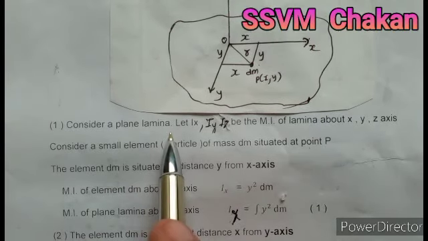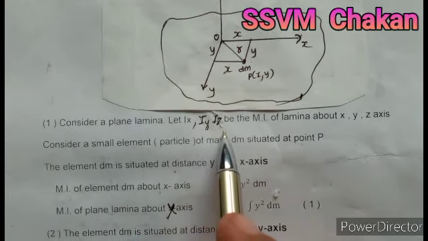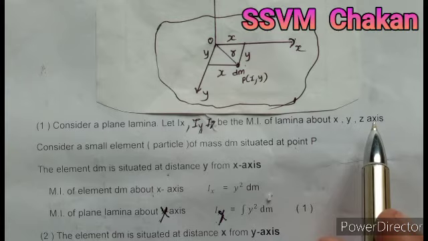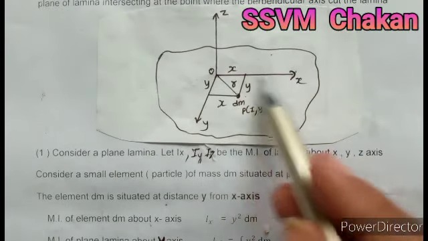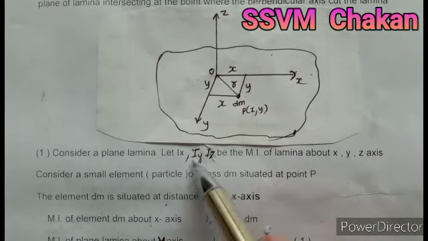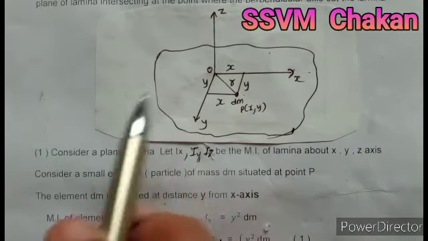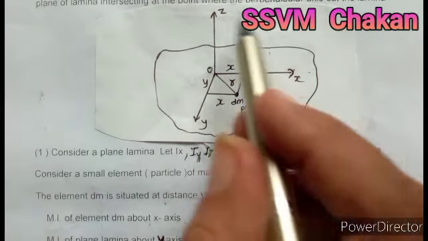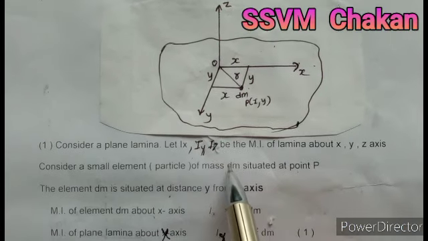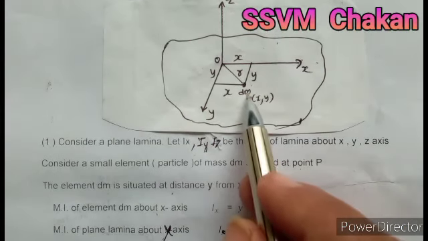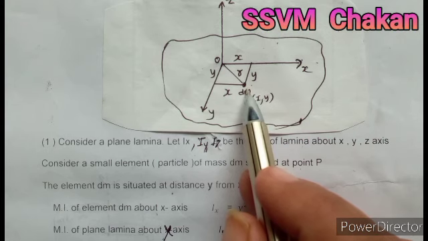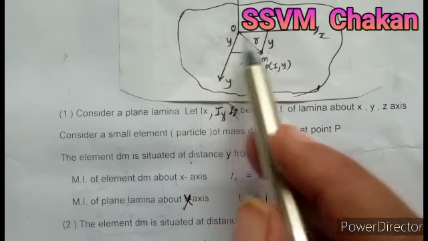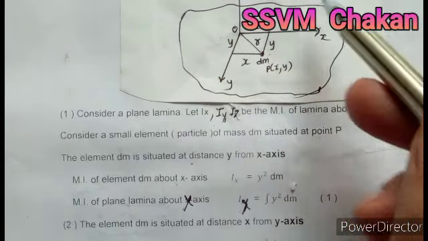Consider a plane lamina. Let Ix, Iy, Iz be the moment of inertia of the lamina about x, y and z. That means when this lamina is rotated along this axis x, the moment of inertia is Ix. When it is rotated along this y-axis, the moment of inertia is Iy, and when it is rotated along this z-axis, the moment of inertia is Iz. We consider a small element having mass dm in this lamina. Now we rotate the mass dm along the x-axis and we write the moment of inertia.